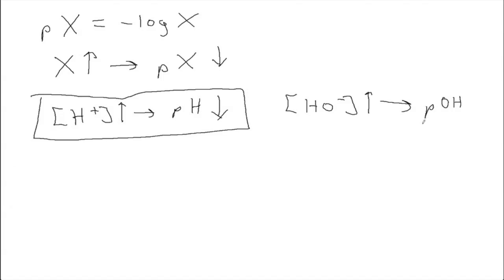If there's a lot of hydroxide ions, then the pOH goes down. Again, they move in opposite directions. Good.